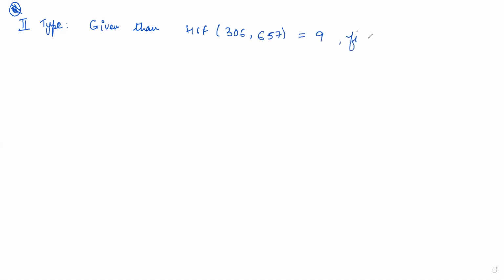Find LCM of 306 and 657. That means same numbers. The HCF is given, you have to find LCM. So this is based on the same formula. Now, how will you write it? We know that HCF of two numbers A and B multiplied by LCM of the same numbers A and B is equal to the product of these two numbers. Is it clear? Yes, ma'am.